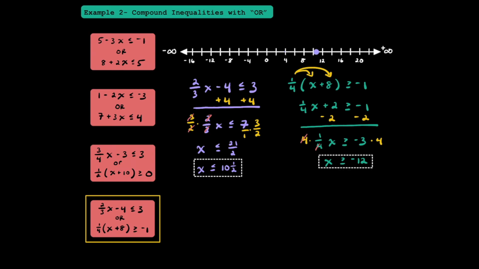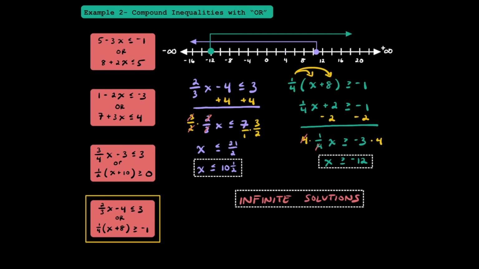We'll start by putting a closed circle on 10.5 and drawing an arrow to the left. Then we'll put a closed circle on -12 and draw an arrow to the right. Similar to the last example, we have infinite solutions again. In interval notation, we have parentheses, negative infinity, comma, positive infinity, parentheses.